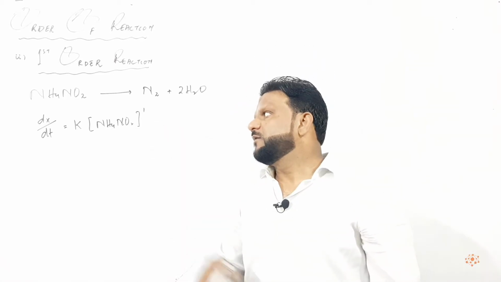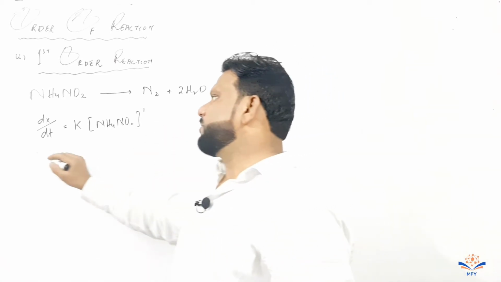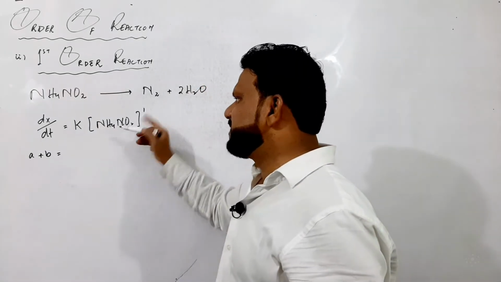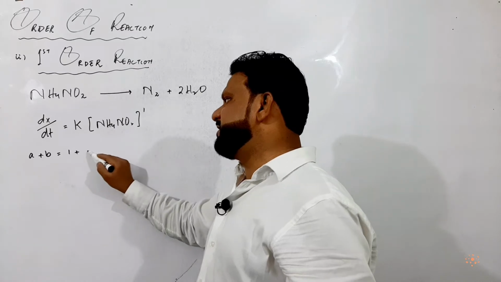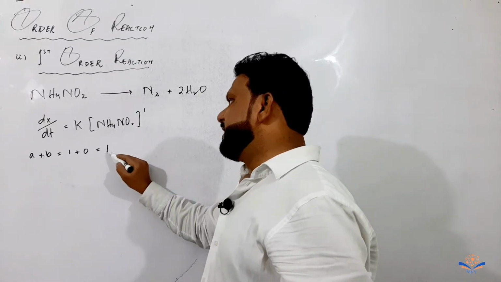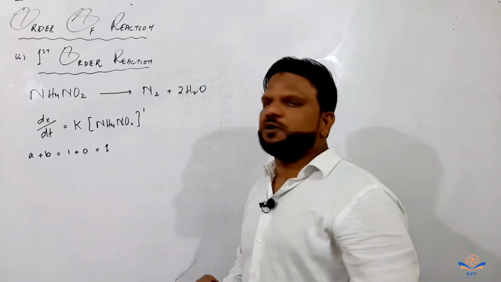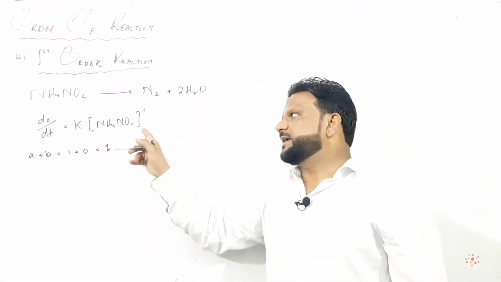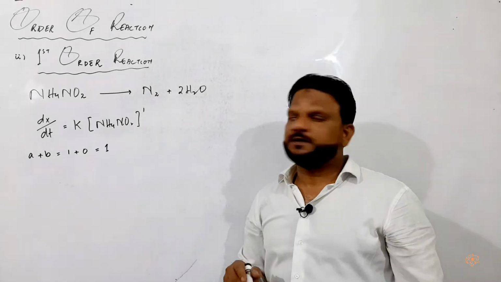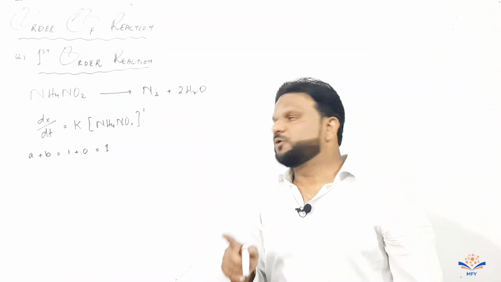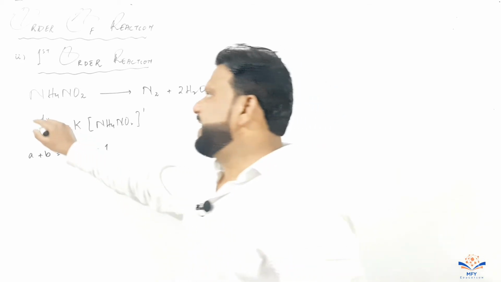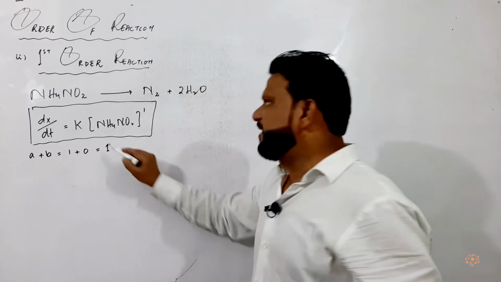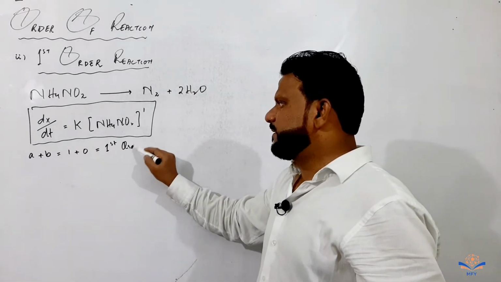It means that for this chemical reaction, the order of reaction, that is a plus b, there is only one reactant and the coefficient is 1. It means that 1 plus 0 will be equal to 1. This reaction is a first order reaction because in the rate expression the reactant has only one coefficient, that is a will be equal to 1. This rate expression is for a first order reaction and the rate will be first order.